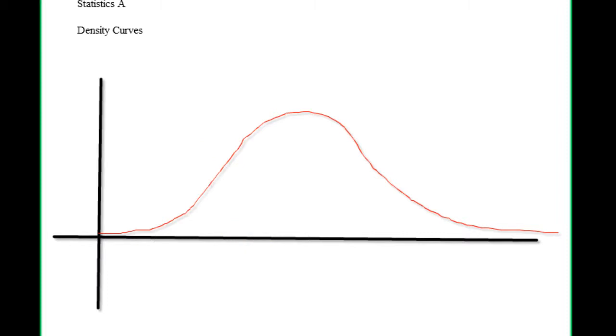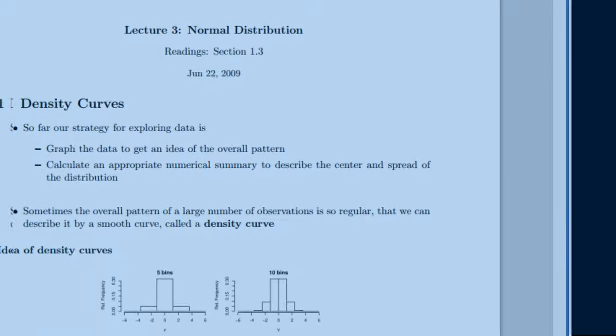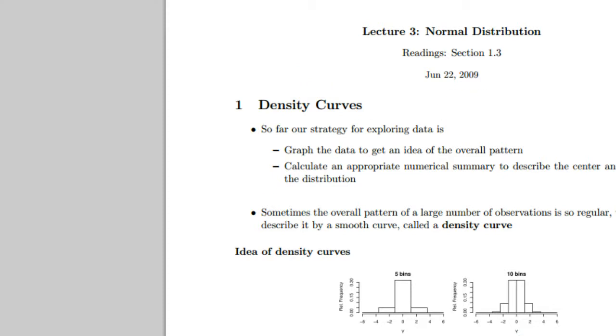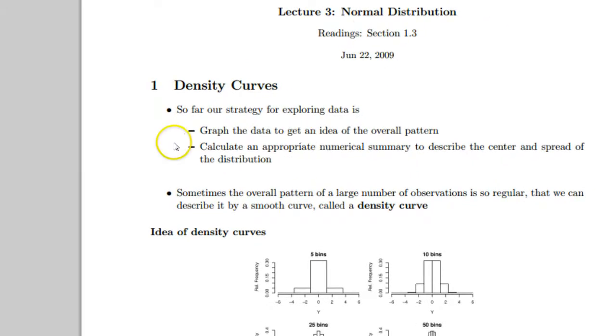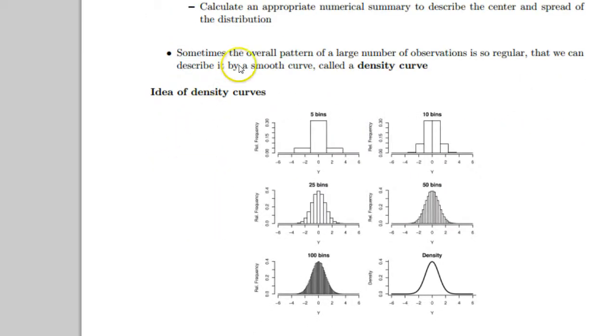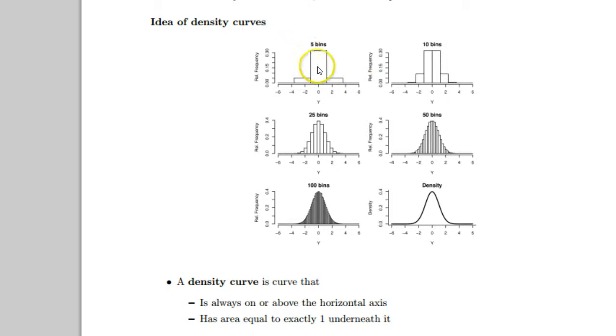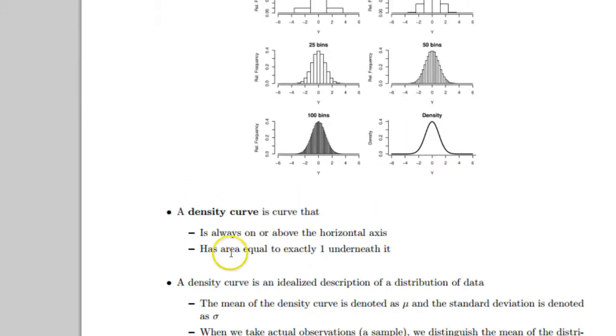For example, here, let me bring you over this great paper from Purdue. Has a really good one. Now, the idea of density curves is that it's just given an overall pattern. Like if I had 5 bins of information, it would look like this. 10 bins would look like this. 25 bins, 50 bins, 100 bins, and then just density. Okay, it's always on or above the horizontal axis, and has an area of exactly 1 underneath it.